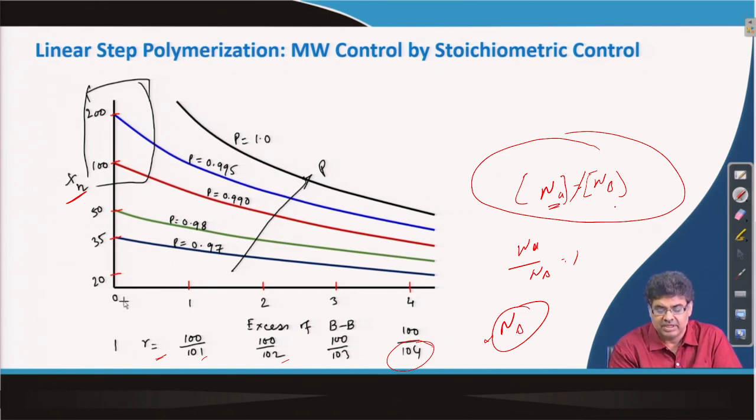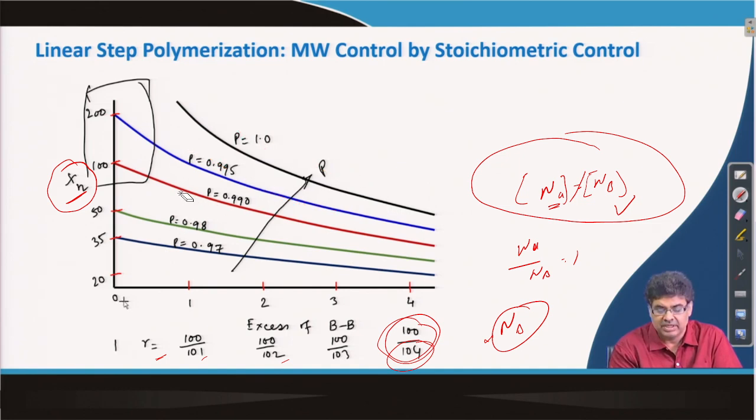Now because you are increasing the value of Nb, it is no longer Na equal to Nb. So when you are disturbing this equation, the degree of polymerization is also decreasing. See, the graph is decreasing like that. Why is this graph decreasing? Because you are disturbing Na equal to Nb by increasing the value of Nb.